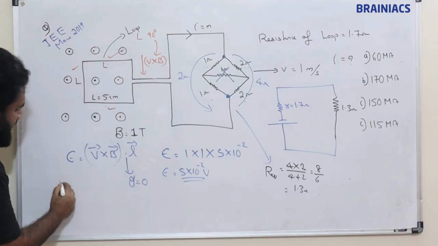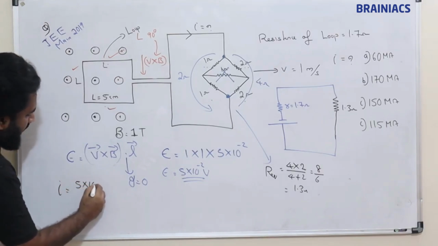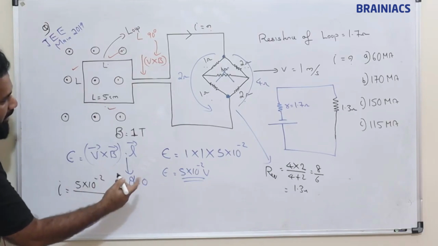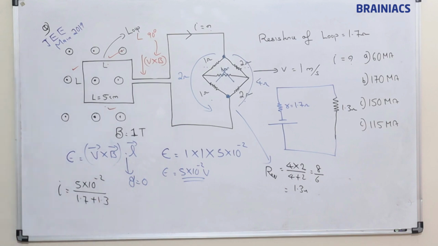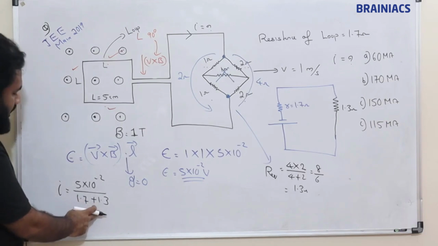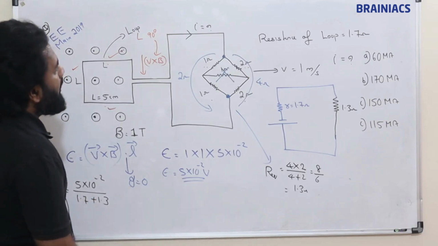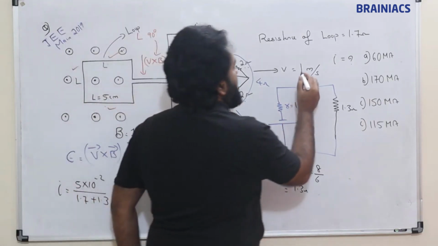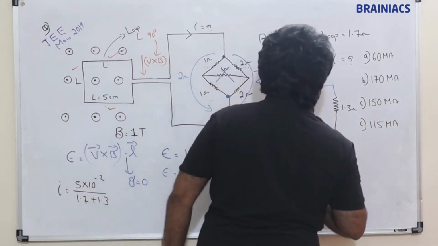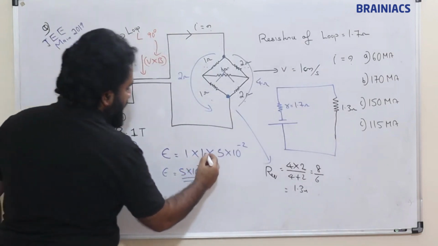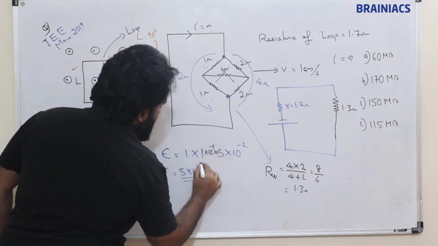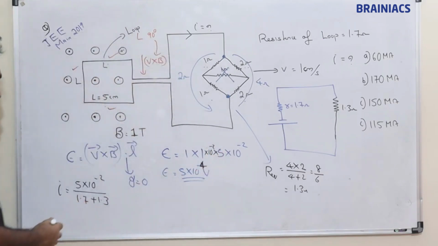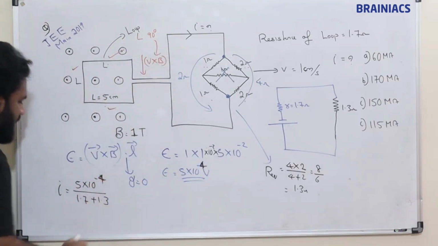Correct. So current is equal to how much? 5 into 10 raised to minus 2 divided by this 1.7 plus 1.3. Clear? The velocity in the question is given as 1 centimeter per second. So this is going to be 1 into 10 raised to minus 2 into 2. So this will become 10 raised to minus 4.